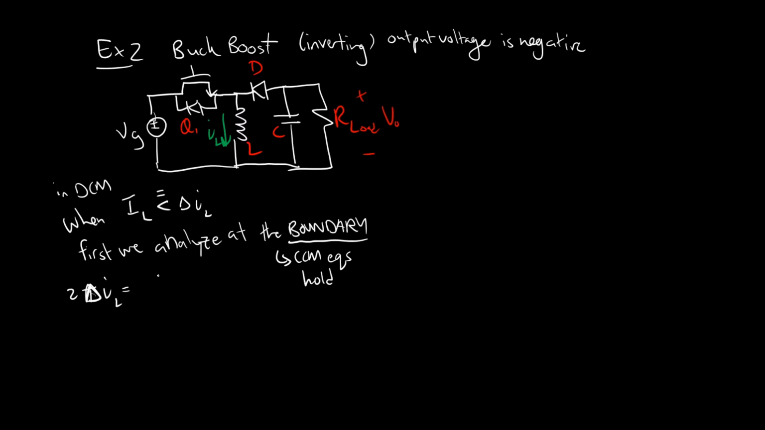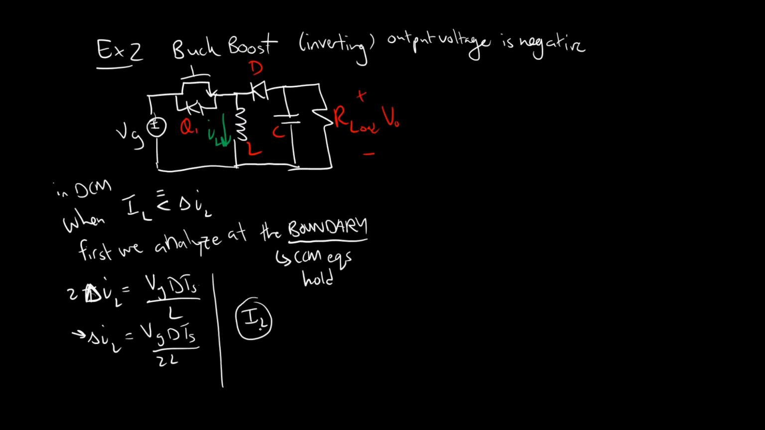So very quickly, I can say 2 times delta IL, then twice the inductor current ripple, is going to be VG times DTS over L, right? Which means that delta IL is equal to VG DTS over 2L. Great. Halfway there, right? This is one piece that we've got. Now let's get the other piece, the average IL. How do we find this?